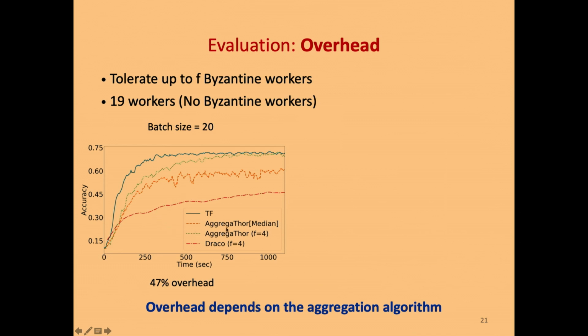We have AggregaThor deployed with median, which is an alternative weak Byzantine resilience algorithm, also showing the modularity of our system, the fact that you can plug in your method if it's based on the same principles of aggregating gradients. And we have our filtering component that I described before with AggregaThor, F equals 4. And we have the only existing framework that does strong Byzantine resilience, namely Draco, again with F equals 4. As you can see here, for a batch size of 20, we have an overhead of 47%, and this is significantly better than the alternatives.